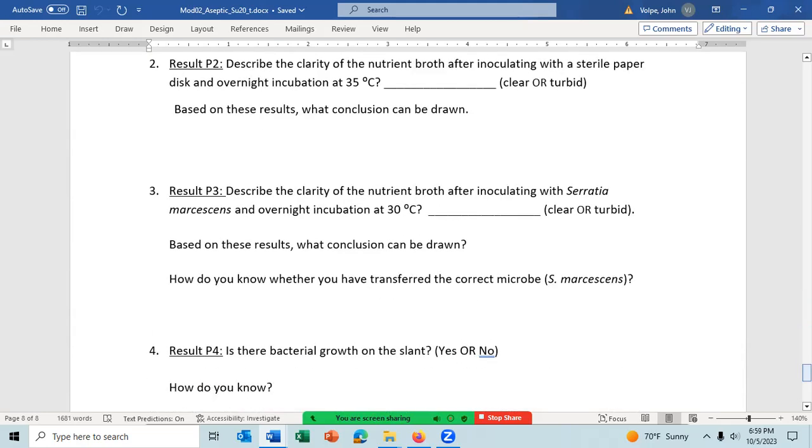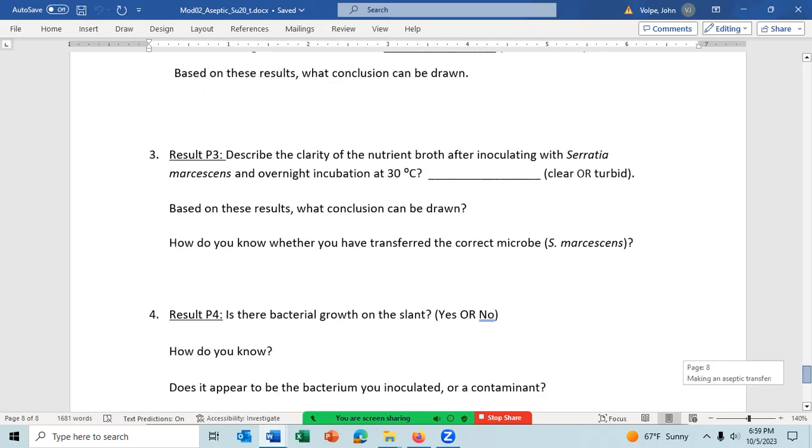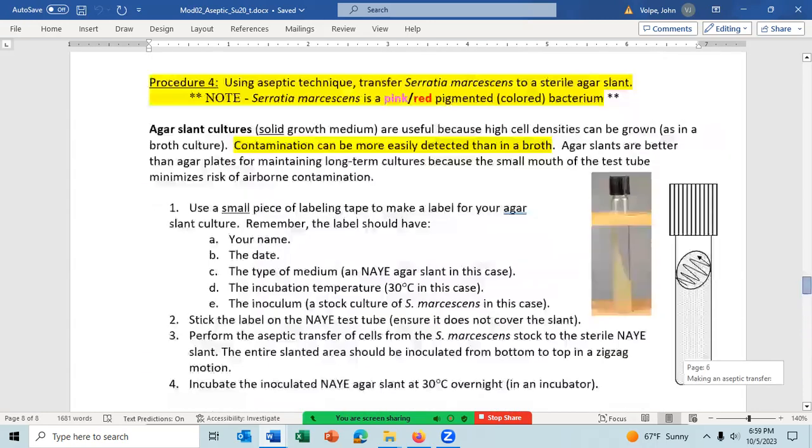For procedure 3, at question 3, describe the clarity of the nutrient broth after inoculating with Serratia marcescens and overnight incubation at 30 degrees Celsius. Was the tube clear or turbid? 3B, based on these results, what conclusion can be drawn? 3C, how do you know whether you transferred the correct microbe, Serratia marcescens? And as I stated, you should be able to know by the color of the tube or the pigmentation of the tube. All right, for procedure 4.